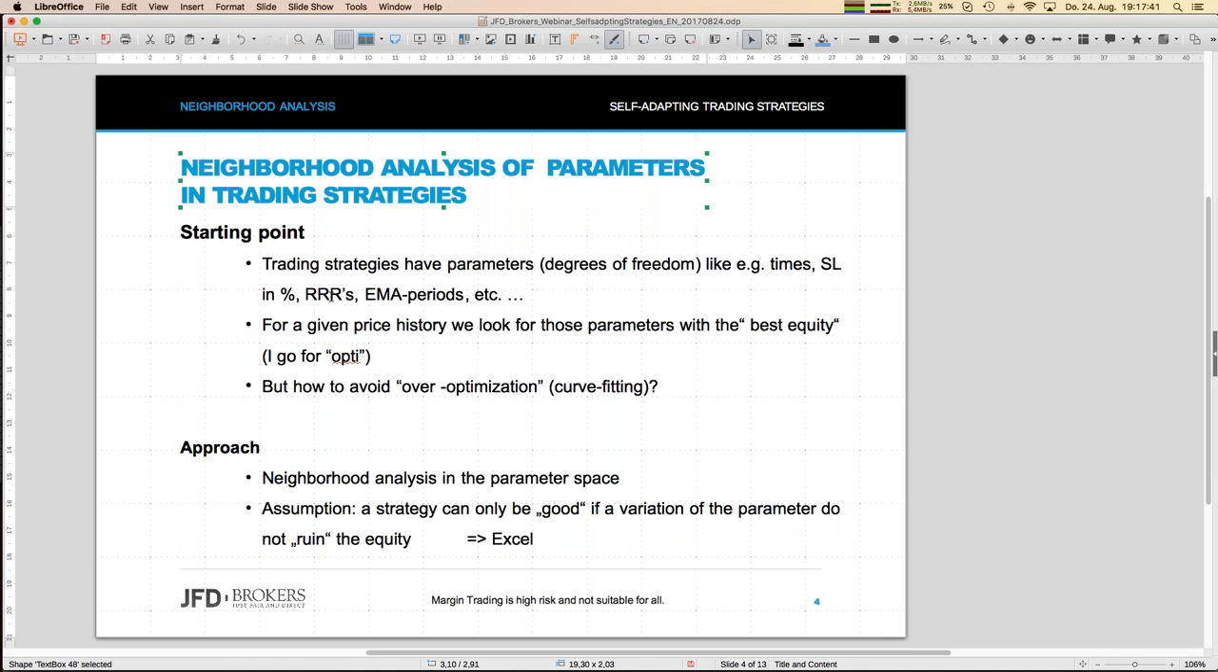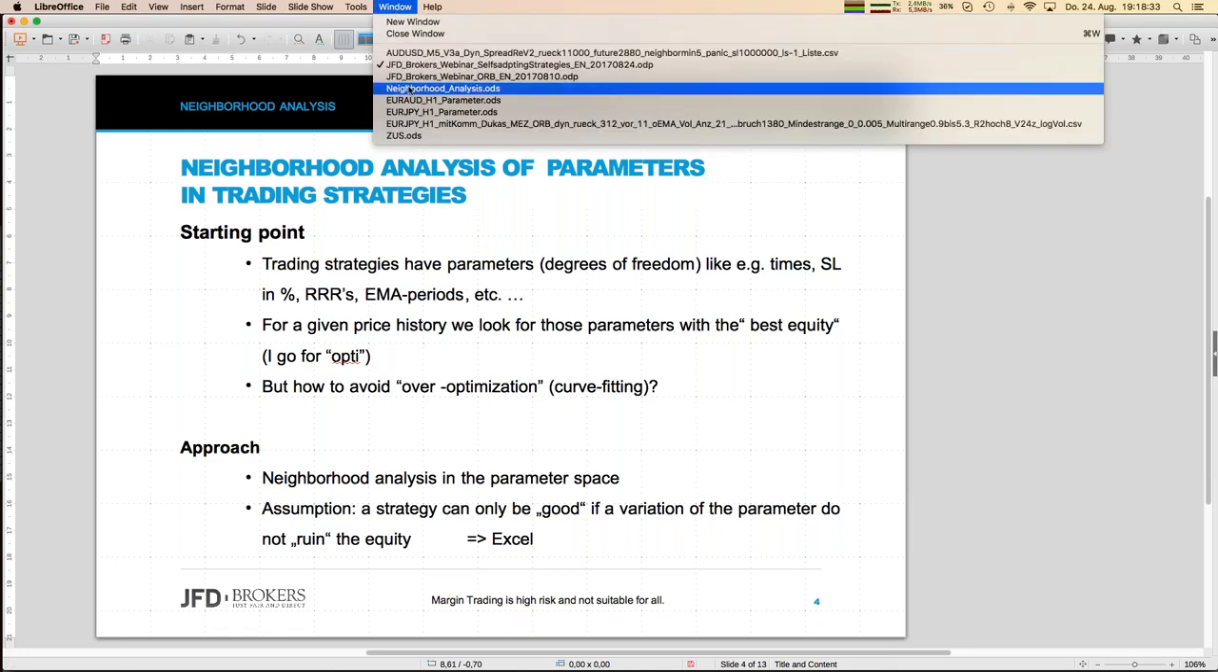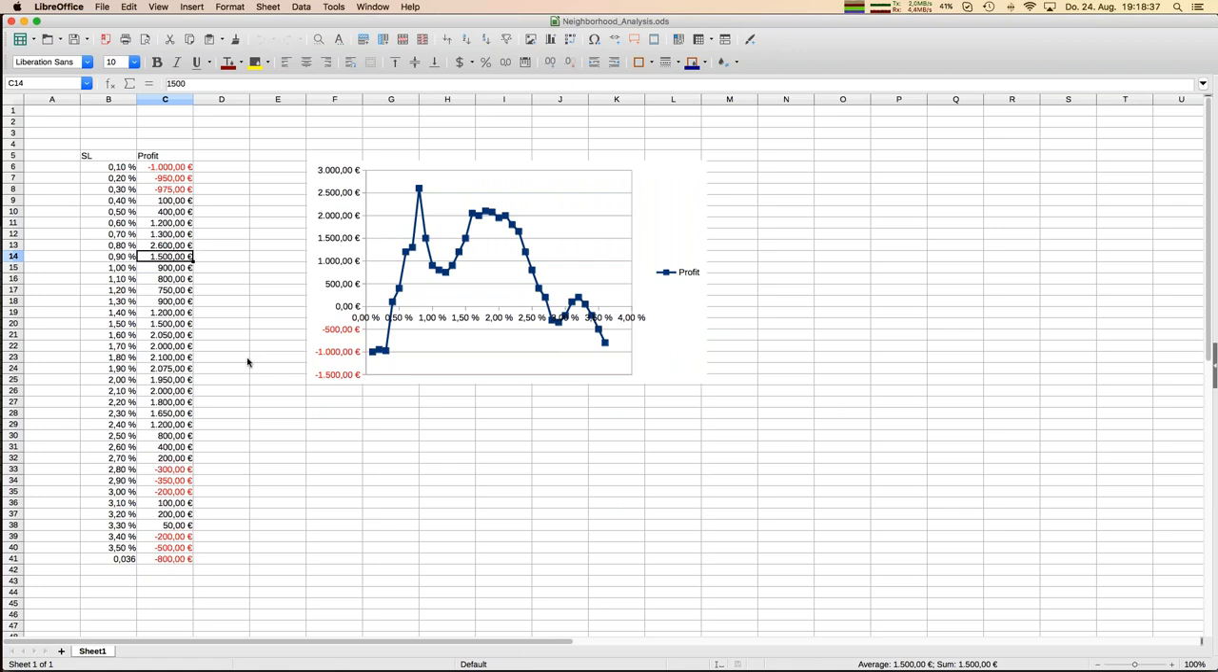But the question is now how to avoid over optimization, or what is named curve fitting as well. So, remember my example about EMA? Exactly that we try to avoid. And in general, the approach is that we look into our parameter space and look for our neighborhoods within that parameter space. And what we think is that a strategy can only be good if a variation of those parameters does not ruin our equity. I think that is intuitively clear what I mean here. And I think you would sign into that kind of statement, but let's go a little bit more practical in order to really see what I mean when I talk about neighborhood in parameter space.